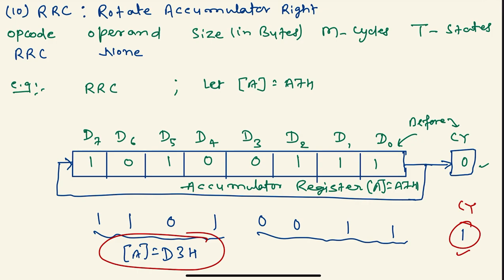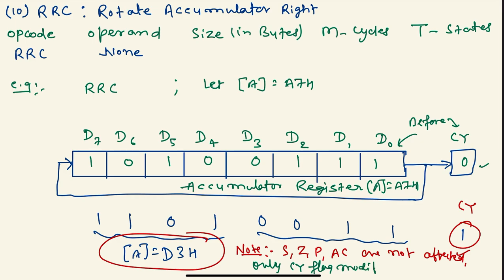Now we'll talk about the flags. In the note we can write that sign, zero, parity, and auxiliary carry are not affected. Which will be affected? Only the carry flag, modified as per D0. So this is a very, very important point.